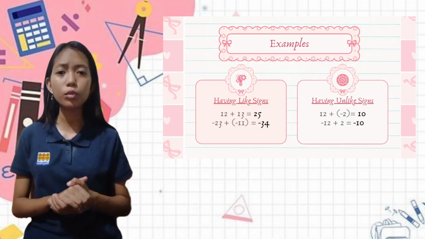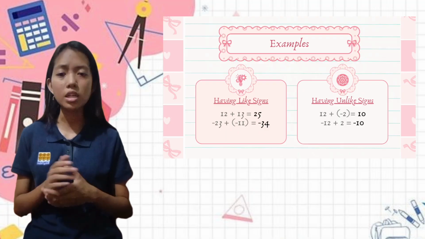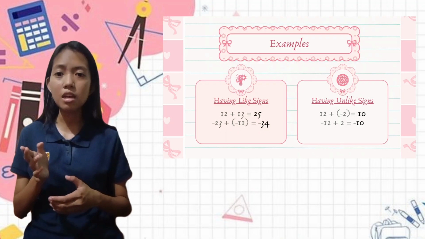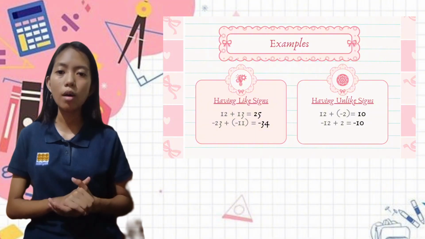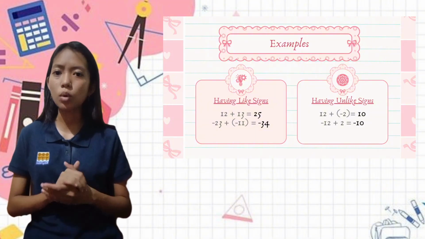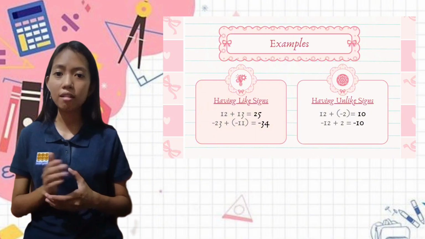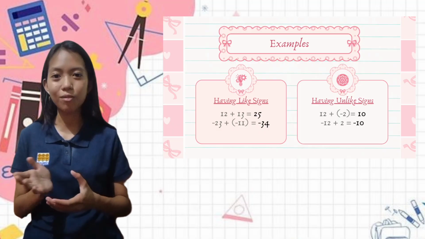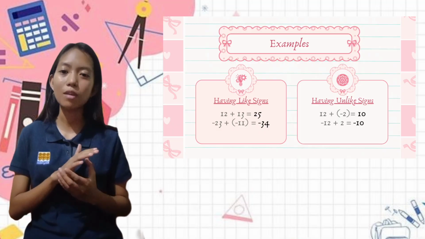Lastly, we have here negative 12 plus 2 equals negative 10. Okay, so this time, the number 12 is negative. So we copy the sign of the number 12, which is negative. So if we subtract 12 and 2, we will get 10. And copy the sign of 12, which is negative, it will lead us to the answer, negative 10.